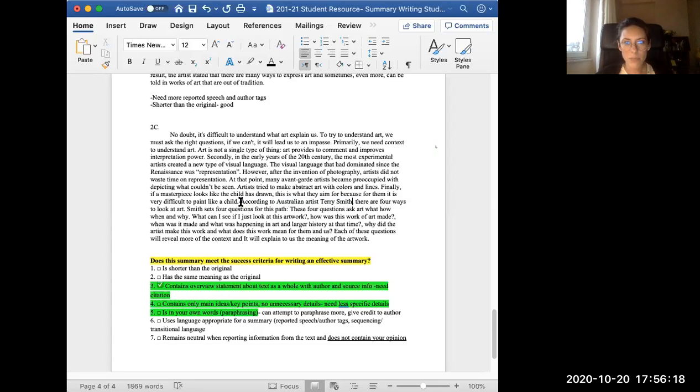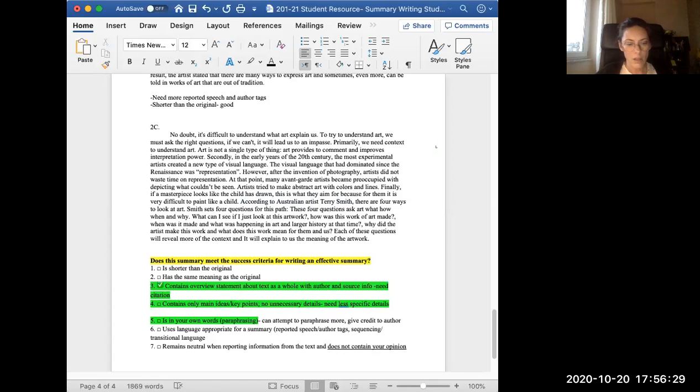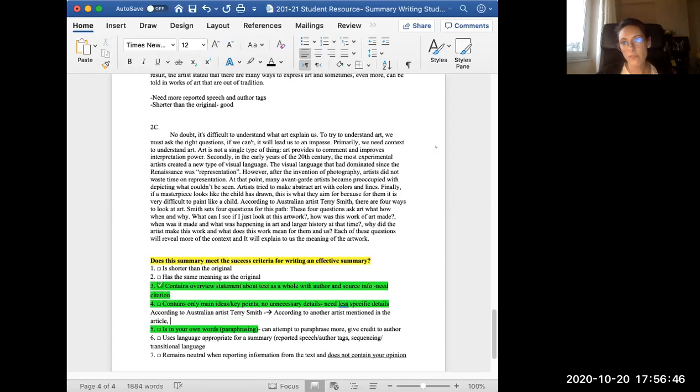So instead of being so specific about that, what you can do is say, according to an artist mentioned, or another artist mentioned in the article, and then you can generalize the example a little bit more. Okay, so try not to be so specific about every single example. You're not going to be able to take every single example over anyway.